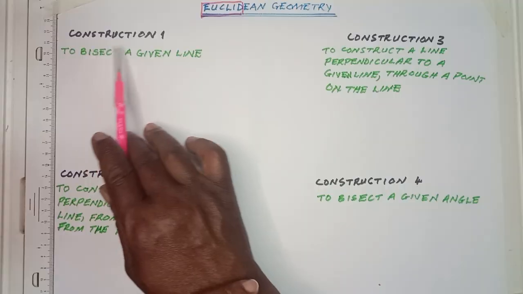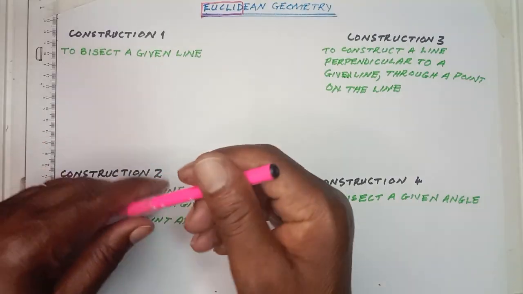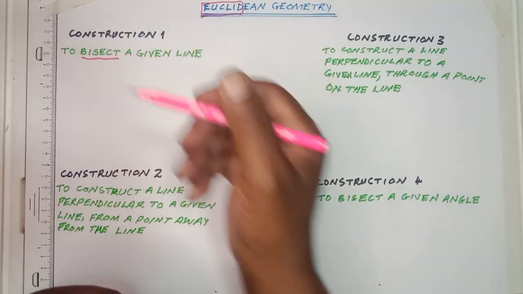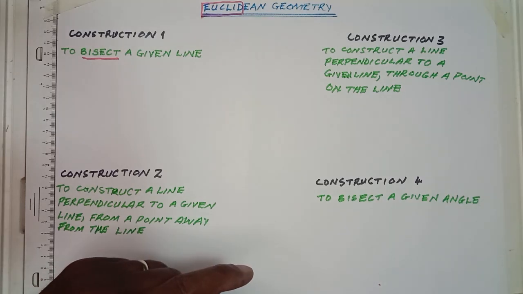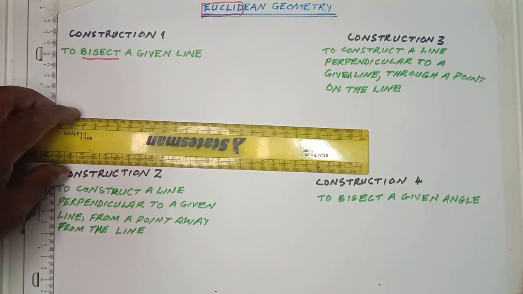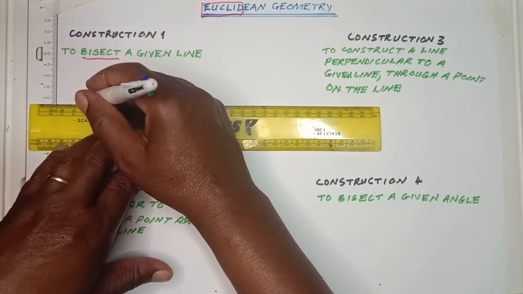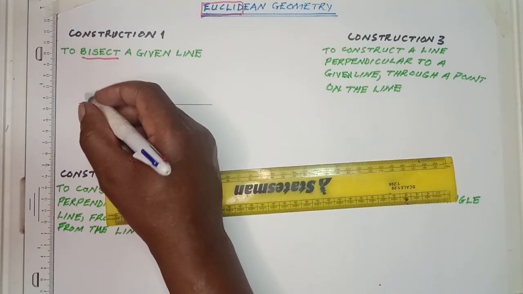We are going to look at construction 1, which says to bisect a given line. The word bisect means to divide into two equal parts. So if we are given any line segment, let me just draw any line segment here. We don't need to know its length. We just draw a line.